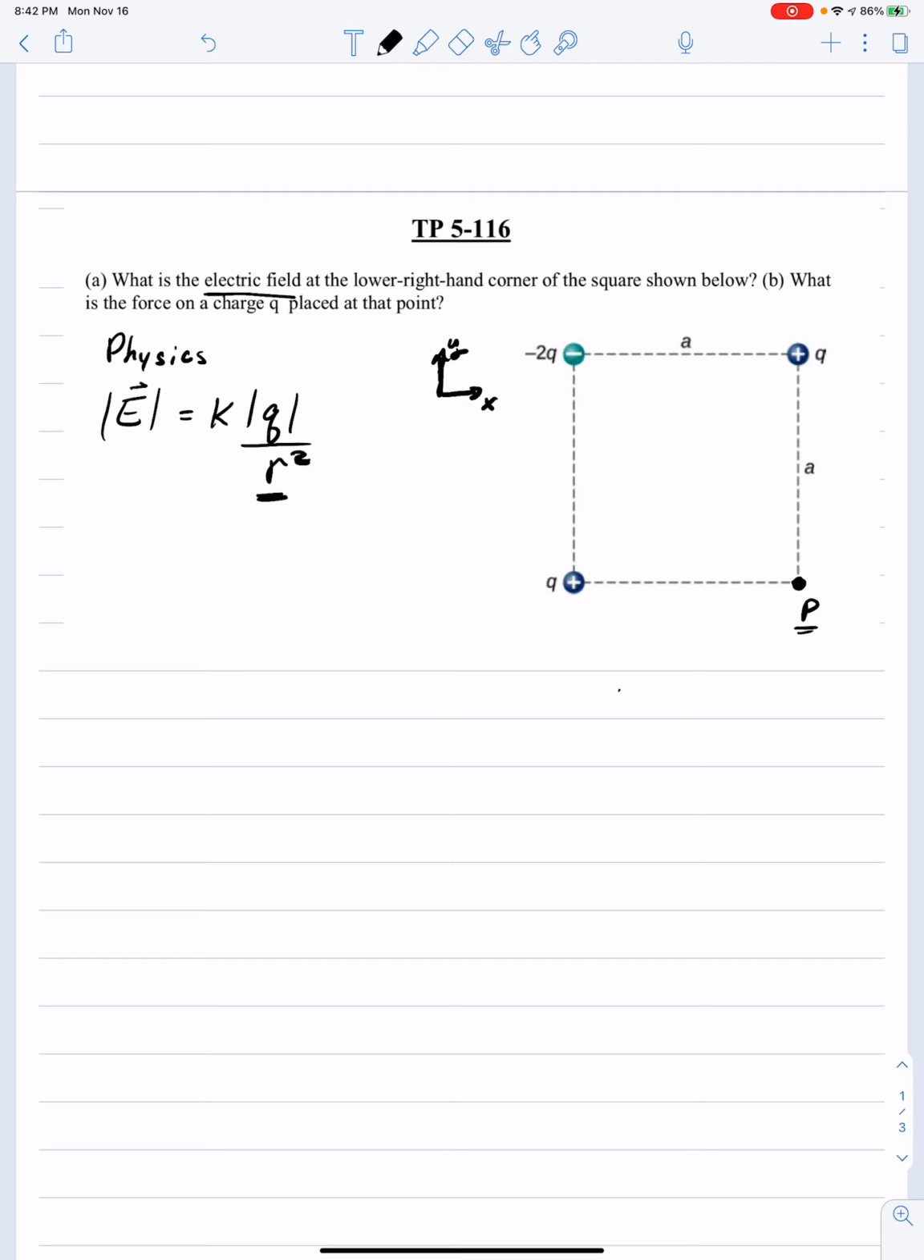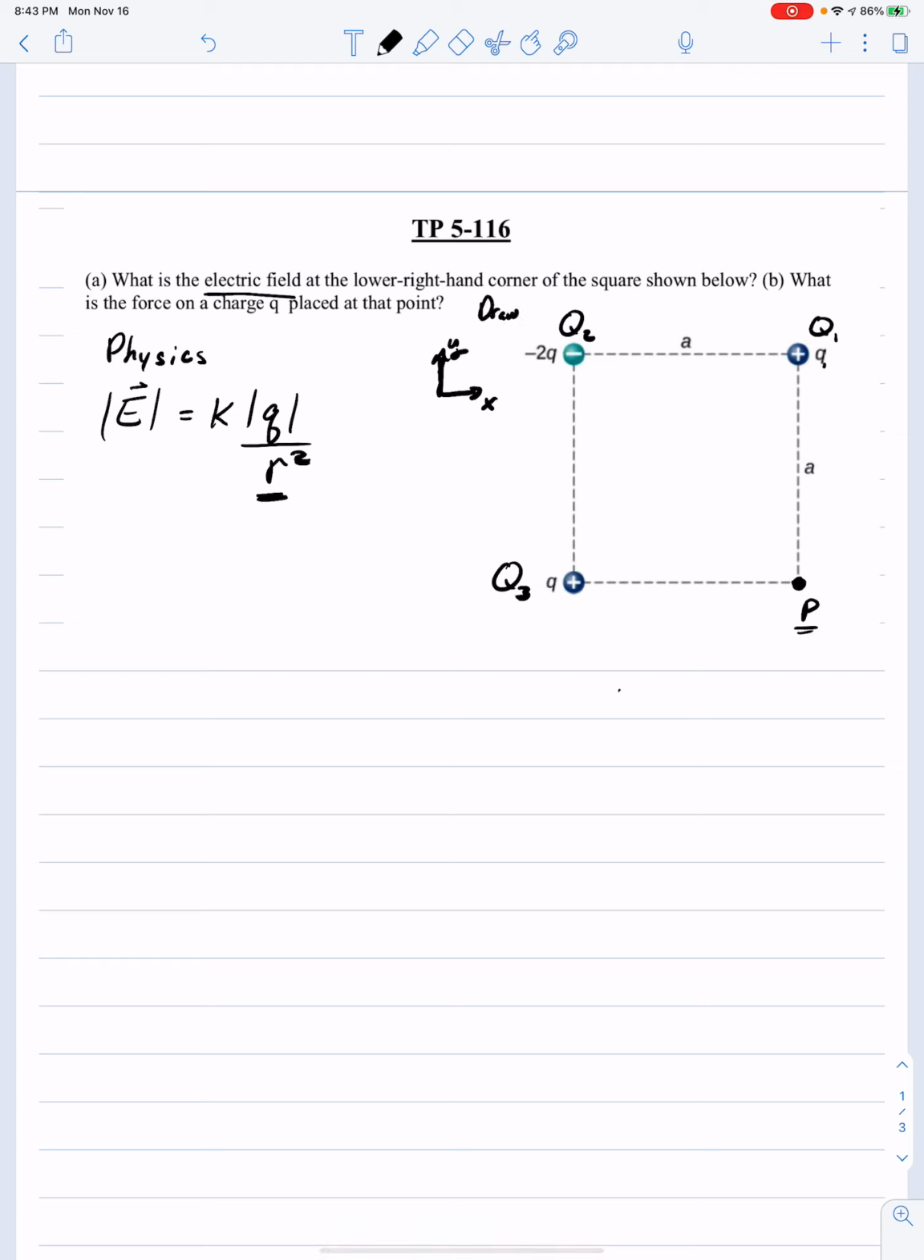Actually, let me just write it as charge 1. This I will name charge 2. And this I will name charge 3. Okay? So just so I can have a reference on this.